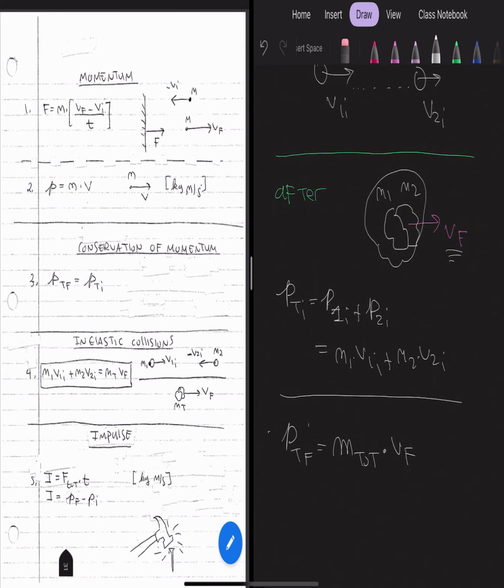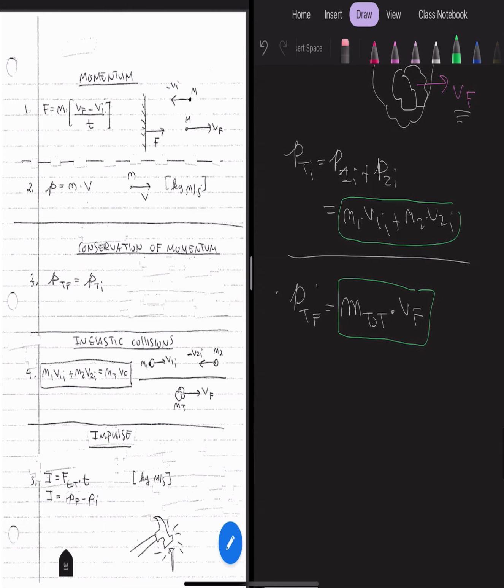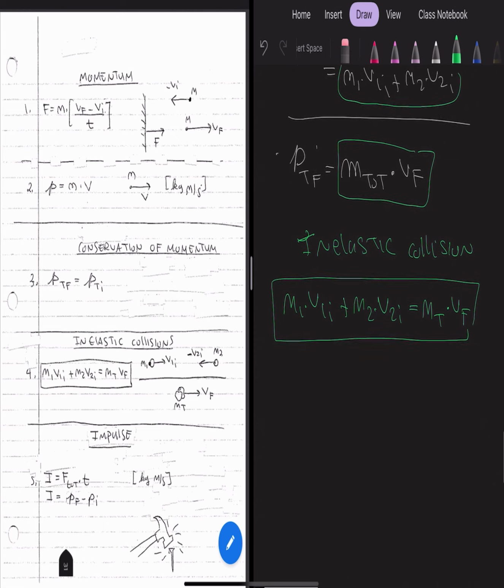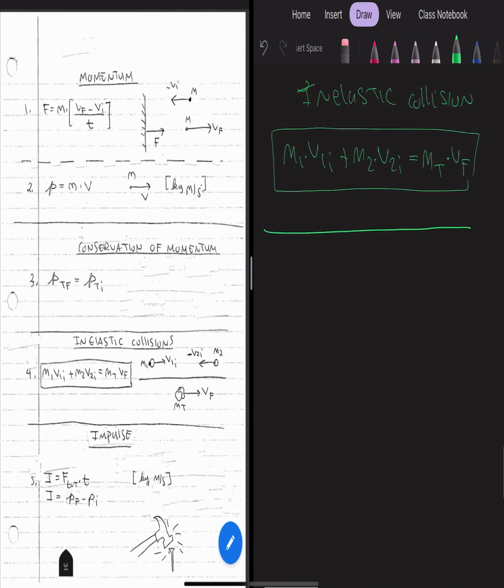What conservation of momentum says is that the momentum before the collision has to equal the momentum after the collision. So for a completely inelastic collision, the equation to apply is mass 1 multiplied by v1 initial plus mass 2 multiplied by v2 initial is equal to the total mass multiplied by v final. The next version of this equation that we're going to look at is for explosions.